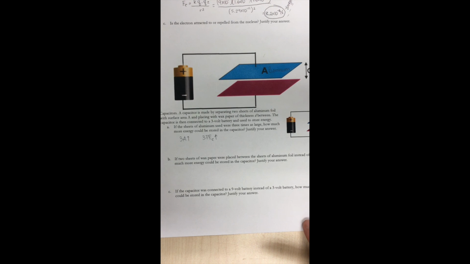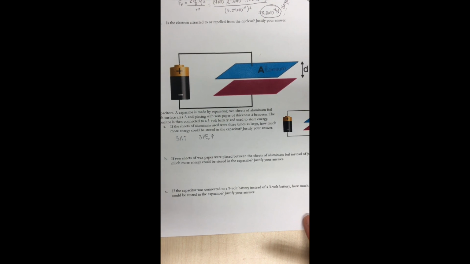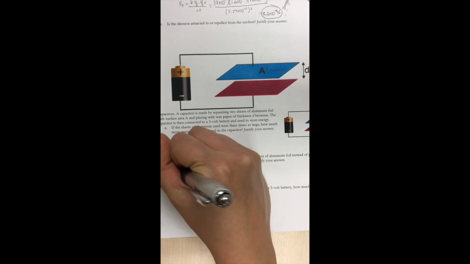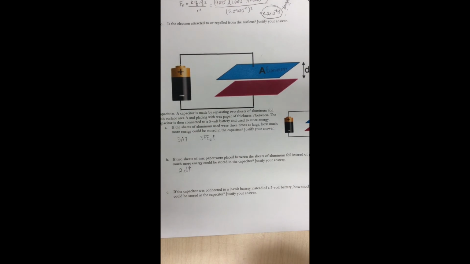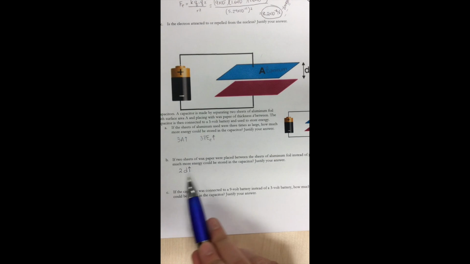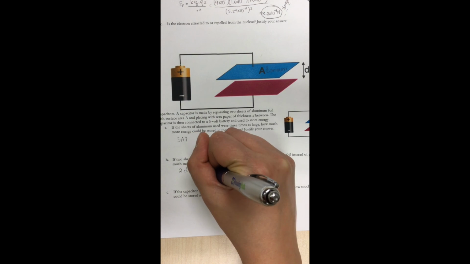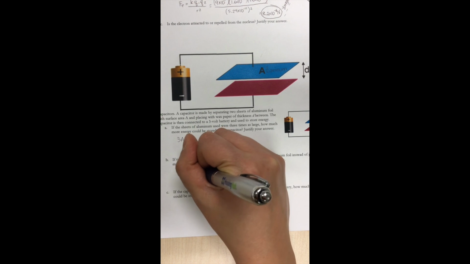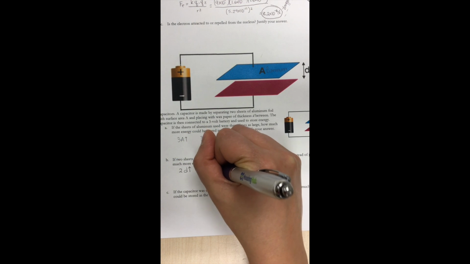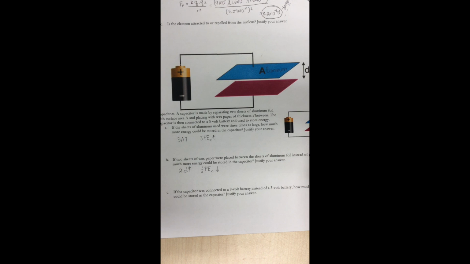So if 2 sheets of wax paper were placed between the sheets of aluminum foil instead of 1, that would make the distance increase by 2. And it asks how much more energy could be stored in the capacitor. Well, since that's an inverse relationship, no more energy, less energy would be stored. Half the energy would be stored because this is an inverse relationship. Less energy would be stored because it's farther apart.